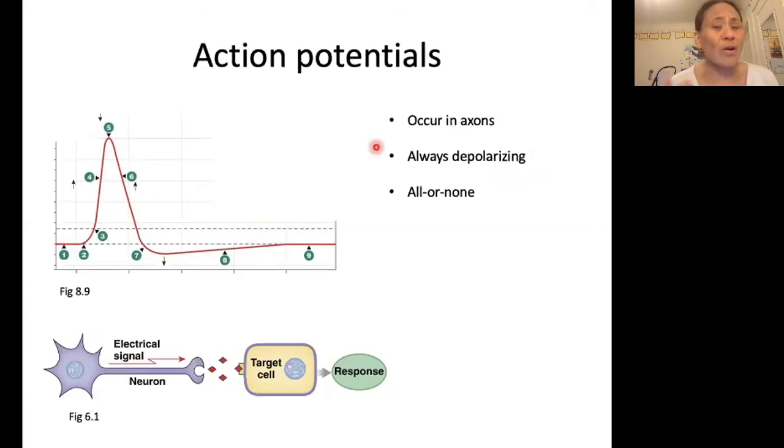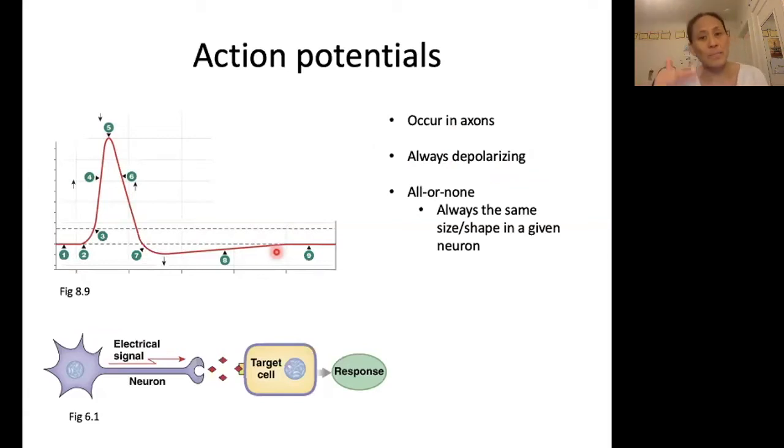They're what we call all or none, meaning you either get this whole thing or you get nothing at all. So it's always going to be the same size and shape in a given neuron. Remember when we were looking at graded potentials, you got different sizes depending on the size of your stimulus. That is not true for action potentials. They're always going to look exactly the same in the same neuron. Bigger stimulus, same size action potential. Smaller stimulus, as long as it reaches a certain level, same size action potential, same shape.